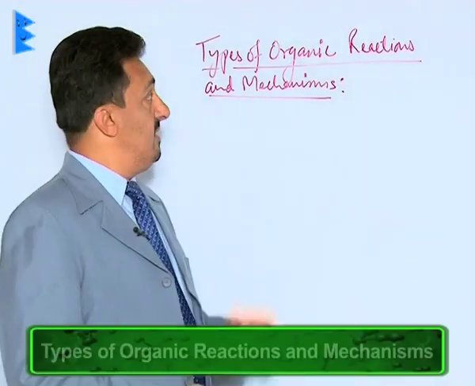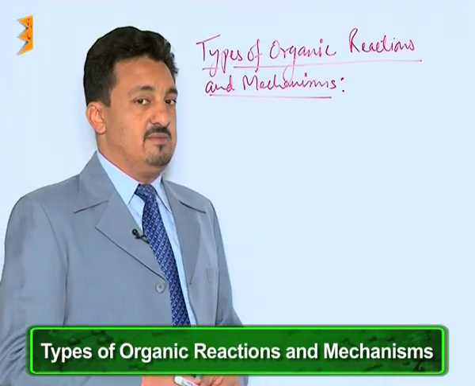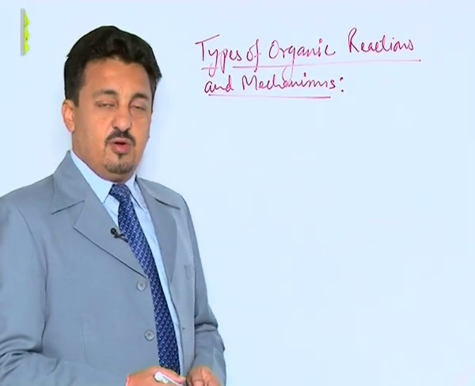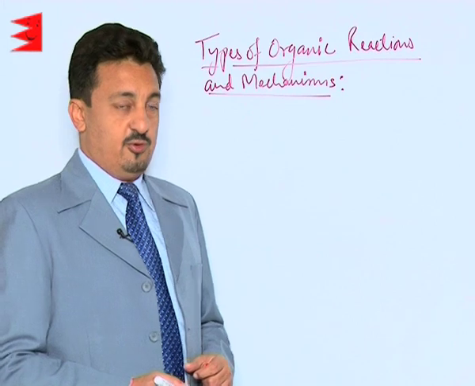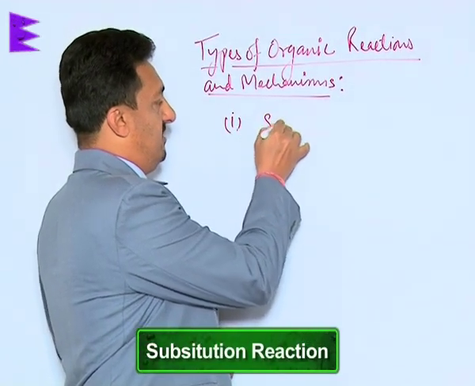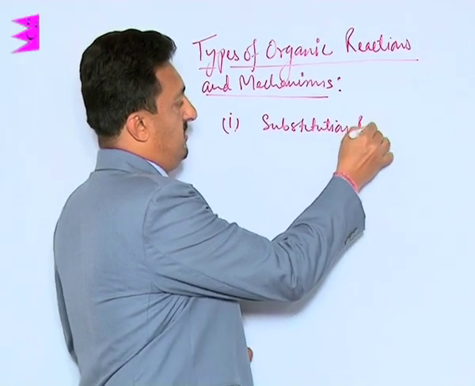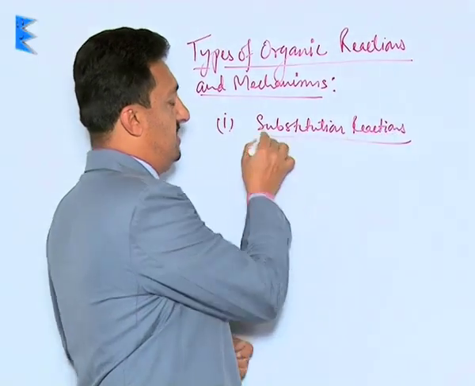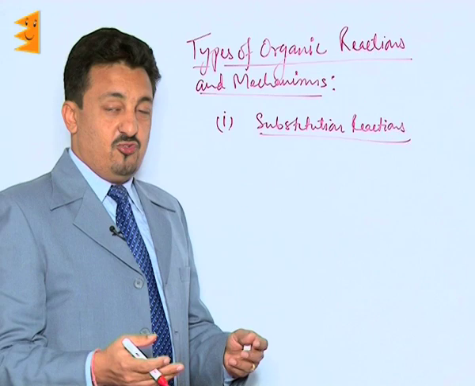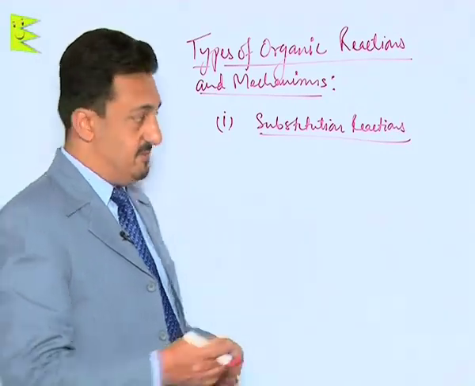Now let us see the types of organic reactions which we normally find taking place in organic compounds. The organic reactions of organic compounds can be divided mainly into 4 major categories. The first category is of substitution reactions. Substitution reactions are the reactions in which one species substitutes the other one, and this is shown by almost all types of hydrocarbons, alkanes, alkenes, alkynes, and derivatives.